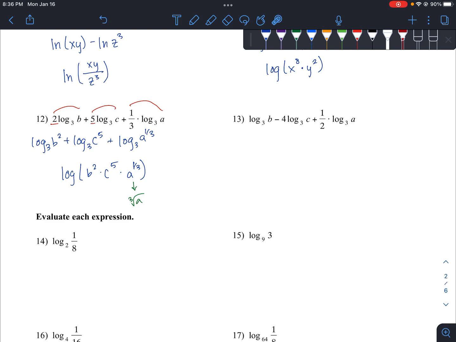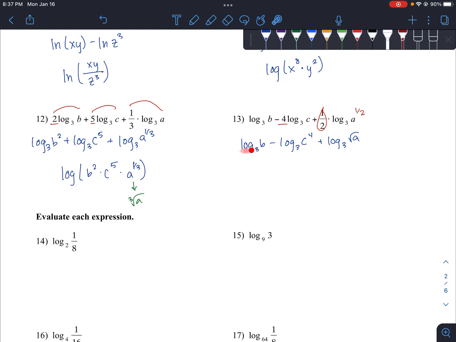For 13, coefficients, I'm going to move them. So this one doesn't have one, so we're going to just have log base 3 of b minus log base 3 of c to the 4th, and then plus log base 3 of the square root of a, since a to the 1/2 power is the square root of a.